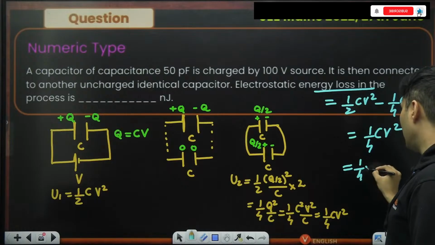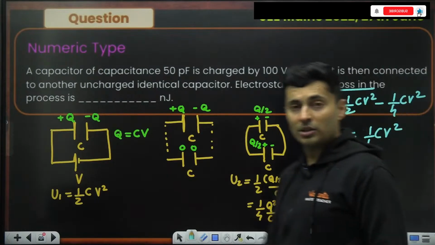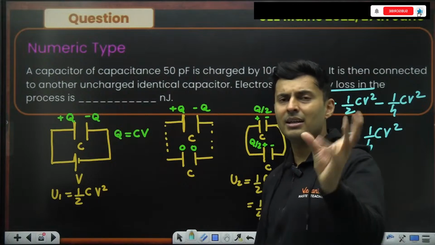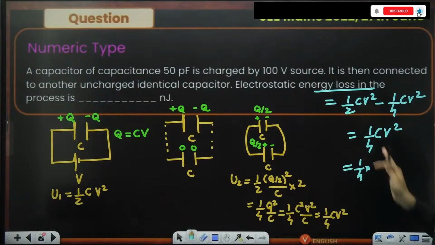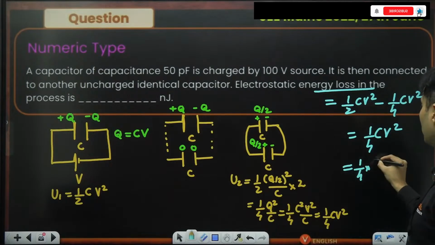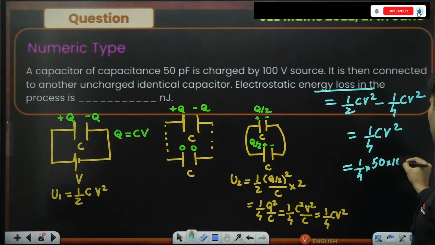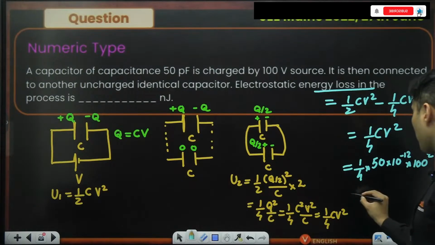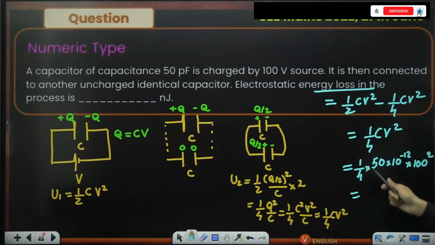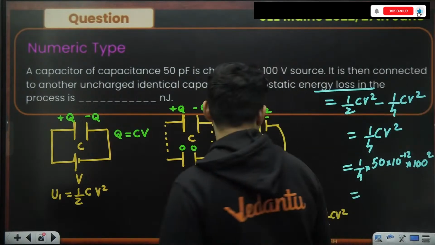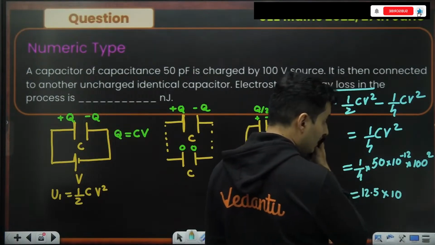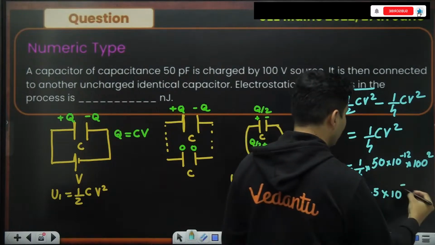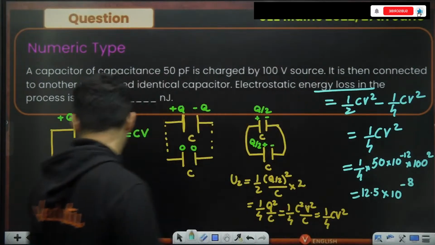Now substitute the values. The best part is that throughout the problem, I didn't substitute the values. I was just waiting till the end till I got a formula to substitute. So I got a formula, not necessary to remember, but just telling you. So 1/4 into 50 picofarad, so 50 into 10 to the power minus 12, and voltage square. Voltage is 100, so 100 square. So 50 by 4: 50 by 2 is 25, by 2 is 12.5. So 12.5 into 10 to the power, 4 minus 12, means 10 to the power minus 8. So 12.5 into 10 to the power minus 8.